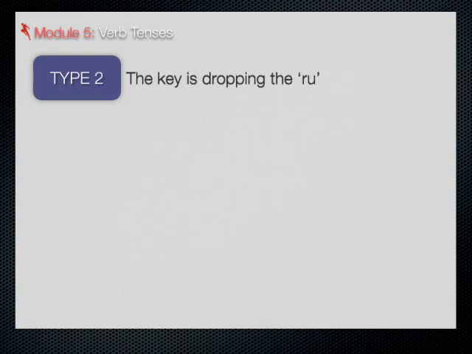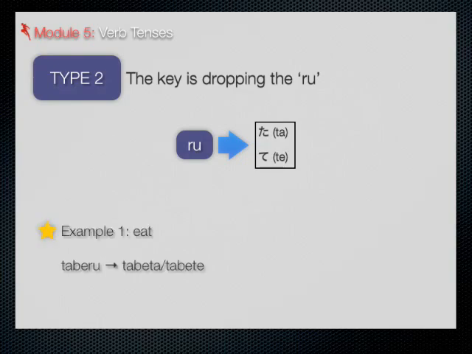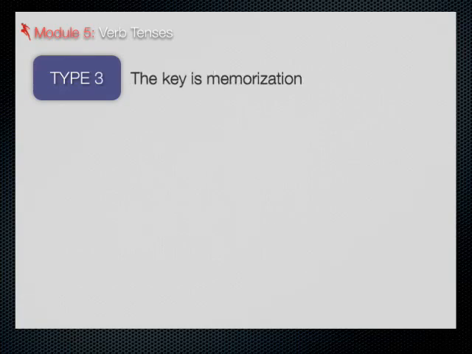So all we need to do is drop that ru at the end of the word and add a ta or a te. So for example, to eat, taberu becomes tabeta and tabete. And looking at another example, sleep, neru becomes neta and nete. Pretty simple, right? Type 2 verbs are great. I mean, everybody loves type 2 verbs because they're so easy to conjugate. But I still encourage you to find a few of these in the dictionary and try them out on your own. Now all we're left with is type 3 verbs.